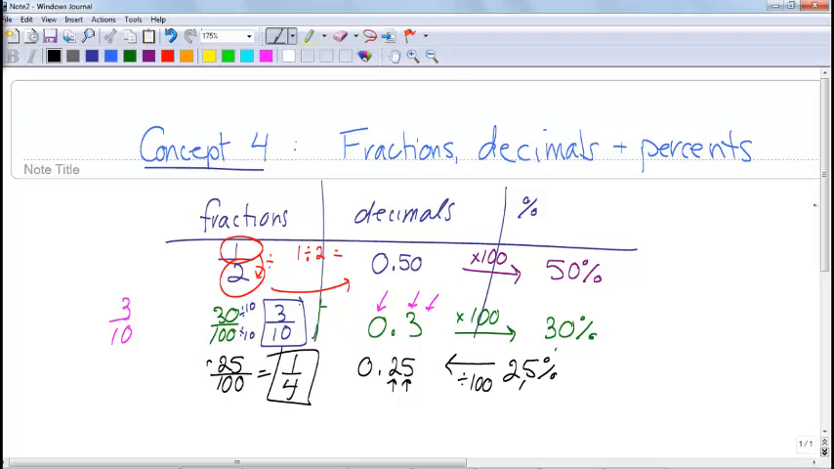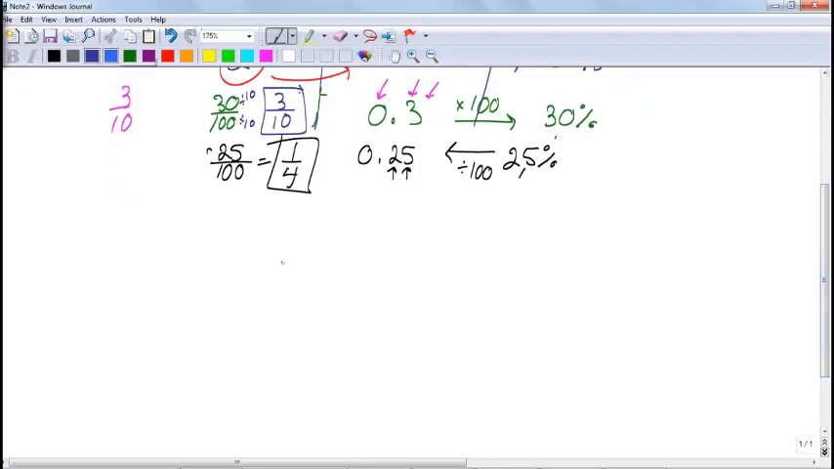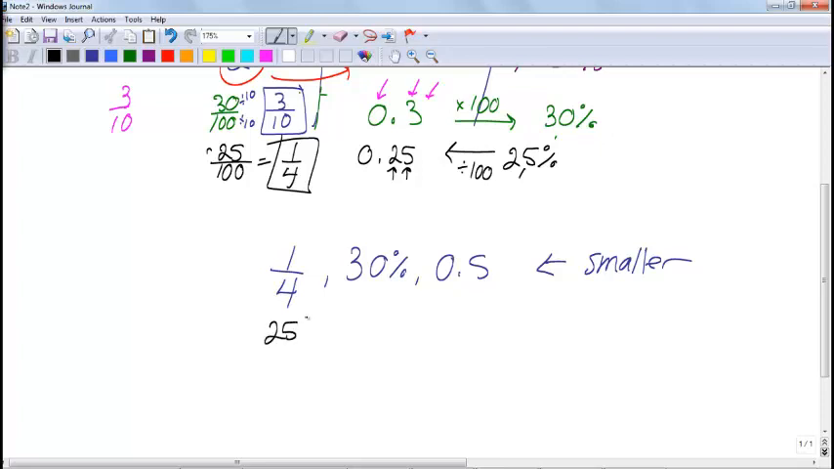Okay, so everything in this section is based around moving between those. You'll have questions that ask you to rank which one is smaller, perhaps. So they might ask you which is the smaller value. It's hard to tell when they're in three different forms. So you have to make them all the same, whether it's all percents, all decimals, or all fractions. So in this case, I'm going to make them all percents. This would be 25%. This one's already 30%, and this is 50%. So we've went through how to do that in the previous question. The smallest one here is the 25.